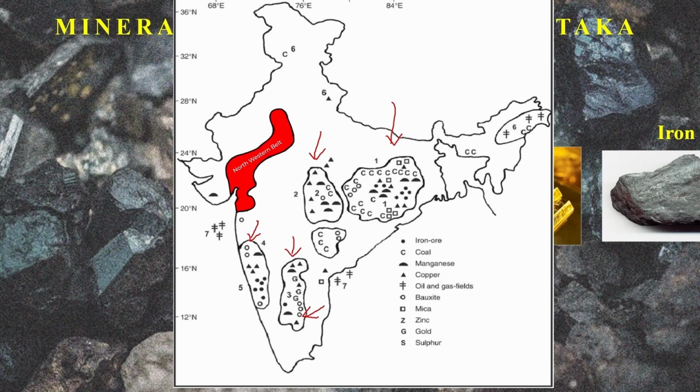Next, we have the northwestern belt. It is rich in non-ferrous metals such as copper, lead, zinc, along with uranium, mica, beryllium. So these are some of the important belts: 1, 2, 3, 4, and 5. Five belts in India. We also have a northeastern Indian belt.